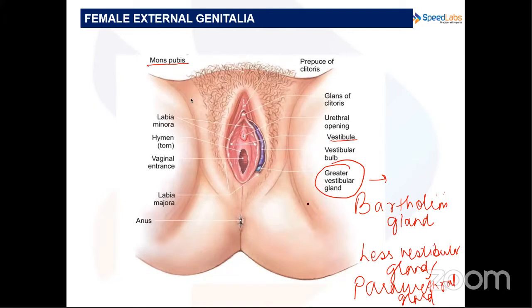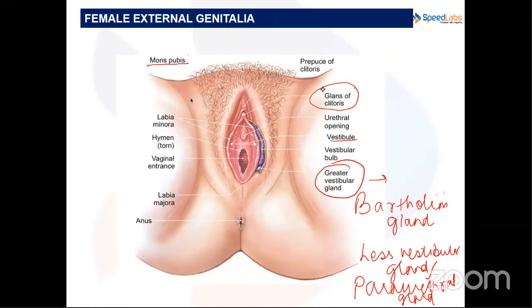Now, you can also see a structure over here that is called glans of clitoris. This is homologous to the glans penis present in male. Homologous means the same tissues form both of them. So all the time you have to know which is homologous to what.